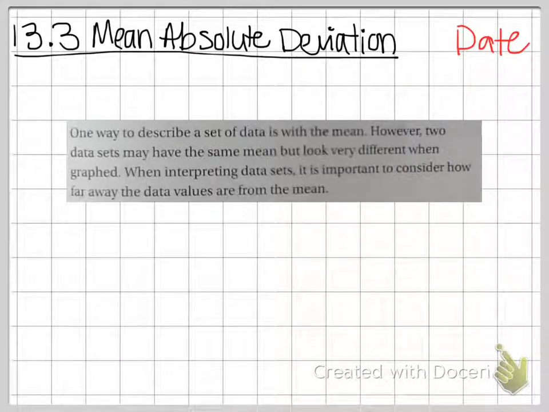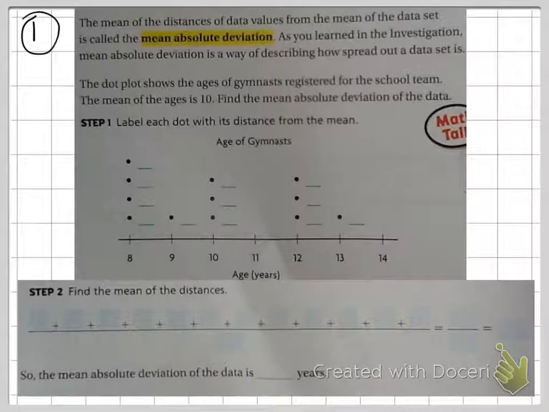Throughout this whole chapter, we've been looking at different ways to describe sets of data, and here's another way we can. One way to describe a set of data is with the mean. However, two data sets may have the same mean but look very different when graphed. When interpreting data sets, it is important to consider how far away the data values are from the mean. So that's what mean absolute deviation is taking a look at: the distances of the data points from the mean. The mean of the distances of data values from the mean of the data set is called the mean absolute deviation. As you learned in the investigation that we skipped, mean absolute deviation is a way of describing how spread out a data set is.